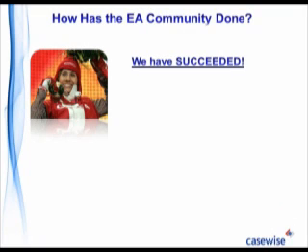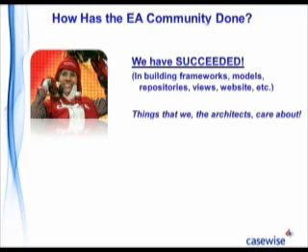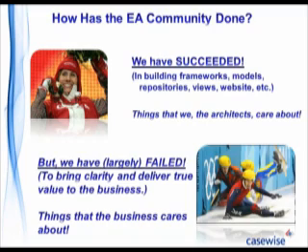So how have we done as an EA community? If that's the purpose, how have we done? Well, I'd like to submit to you that we've succeeded. We've succeeded in building frameworks, in building models, in building repositories, views, and websites, etc. Quite frankly, things that we, the architects, care about. On the flip side, I'm going to submit that we have largely failed to bring clarity and deliver true value to the business, things that the business really cares about.